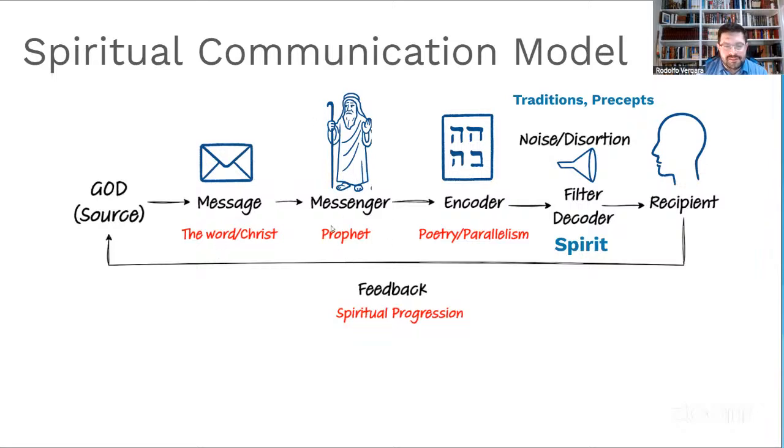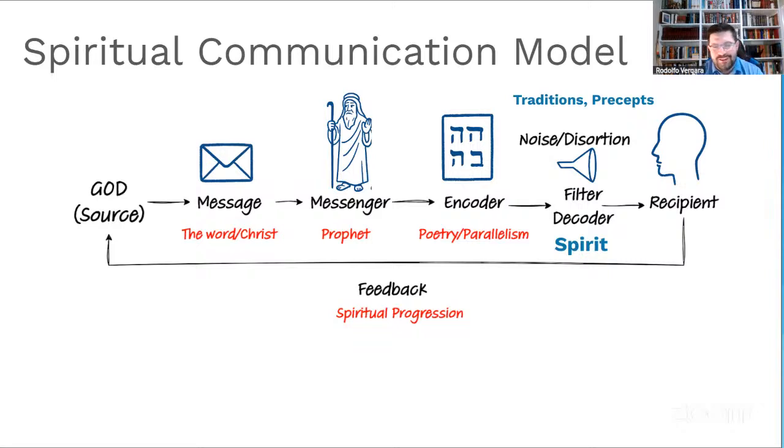Now, the messenger is going to take the message and code it in a way. That's the encoding process. In this case, in Isaiah, we have poetry and parallelism. That becomes the code. This is also going to become the filter for you to decode the message, and the only way, of course, is through the Spirit. But to really decode Isaiah's message, you have to confront poetry and parallelism.